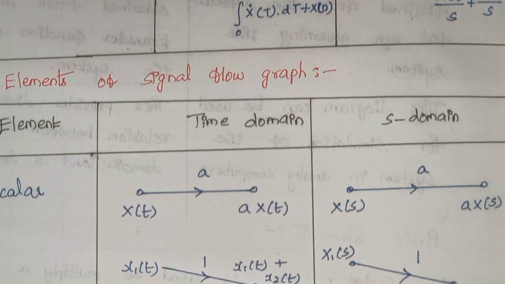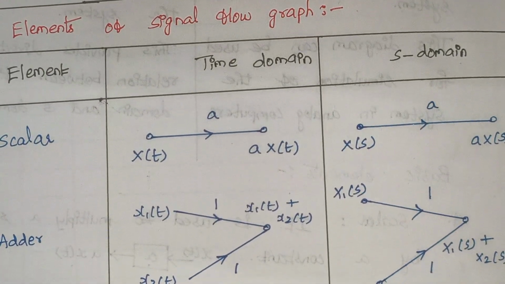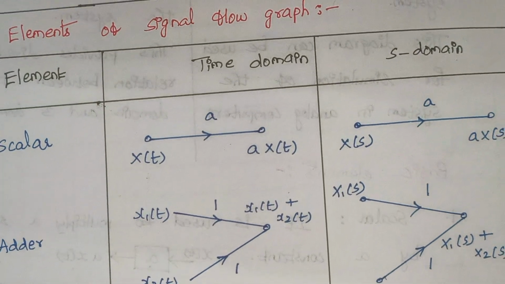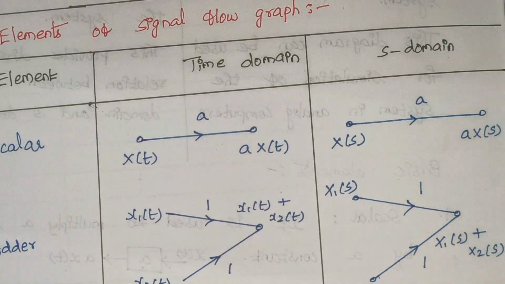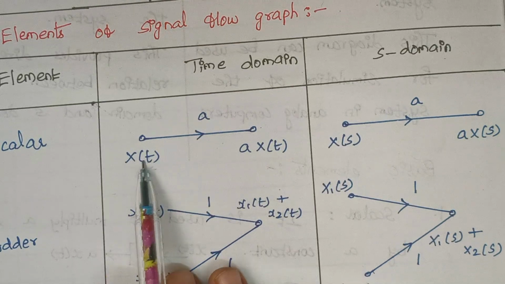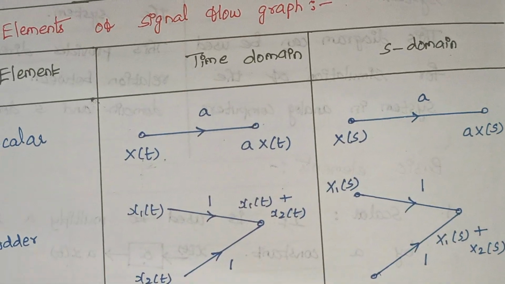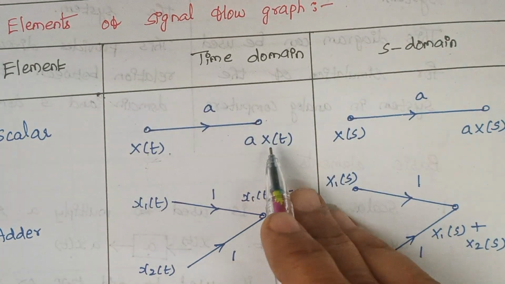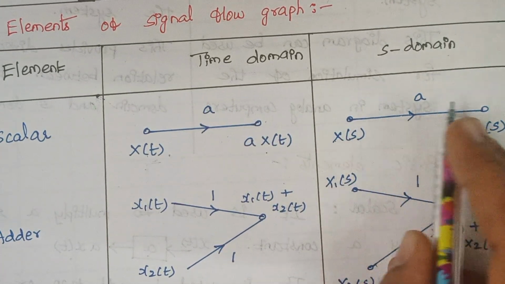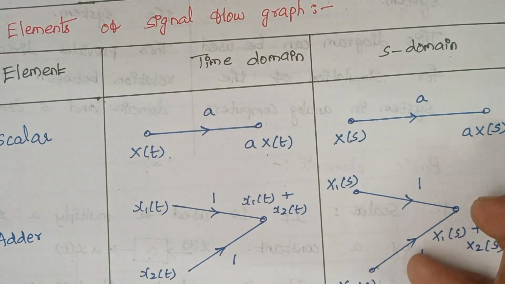Then the next thing is elements of signal flow graph. So here again we will be having the same basic elements, scalar, adder and an integrator. So again here, since signal flow graph, we are going to discuss it with the help of nodes. So you see here we are having two nodes, right? And here the input signal value is x of t, and here a is a scalar. Therefore the output is a into x of t, right? Again in s domain, x of s, a, and the output is a into x of s.